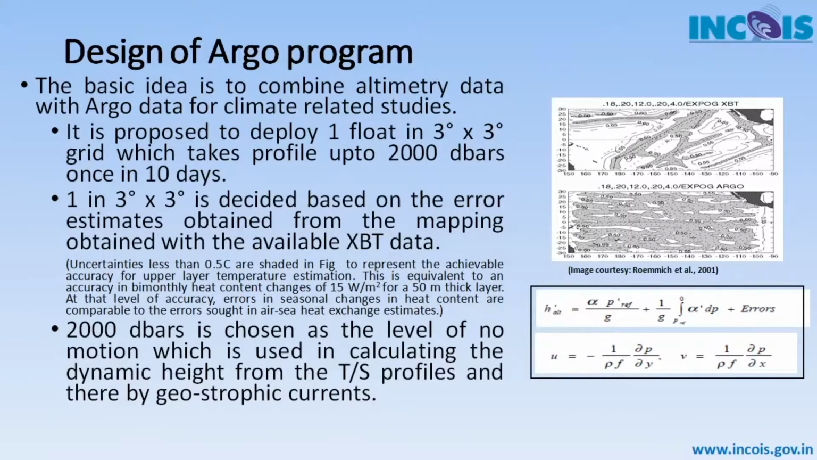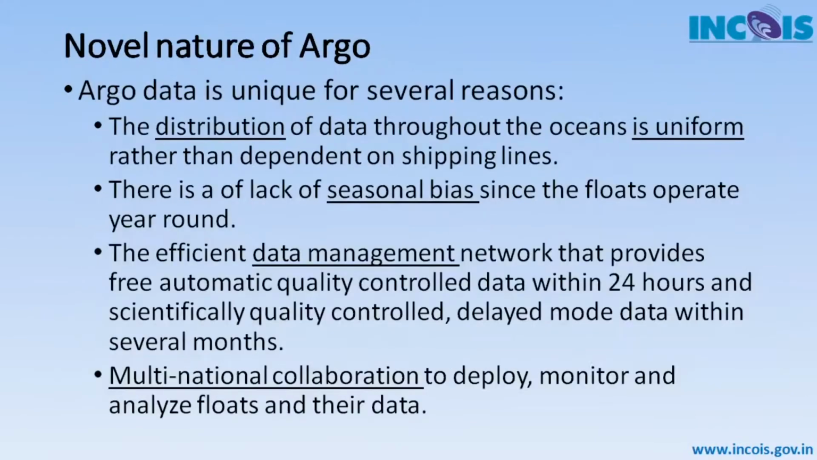So based on that type of studies, the Argo program was designed so that it can be deployed one in a 3x3 box. 2000 dbar has been chosen as the level of no motion, assuming that the currents will be minimal there, and also this can be used for calculating the dynamic height based on the temperature and salinity profiles, and also the geostrophic currents. So the right side equation shows how this Argo data can be used as a complement for the altimetry data. So this is the basic idea with which the Argo program has been designed.